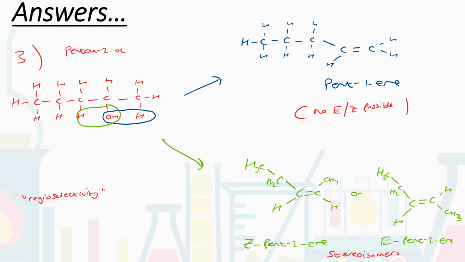But we can end up with Z-pent-2-ene, where we have those two heavy groups both above the plane of the alkene, and we have E-pent-2-ene, where we have one group above and one group below. And so this is an example of stereoisomers, and the fact that we can dehydrate from different positions is something that we call regioselectivity.